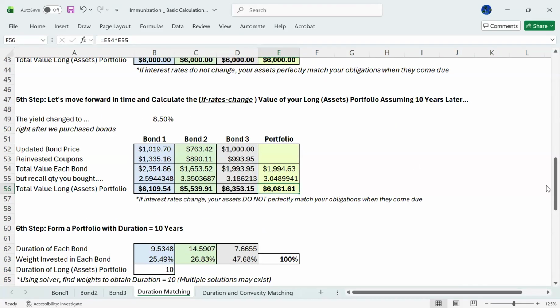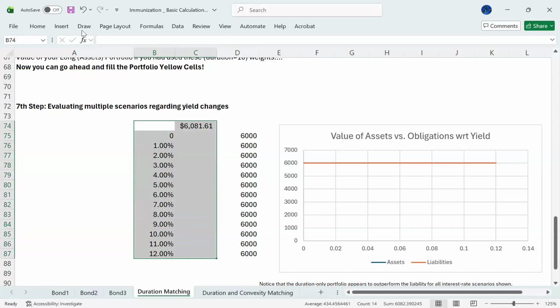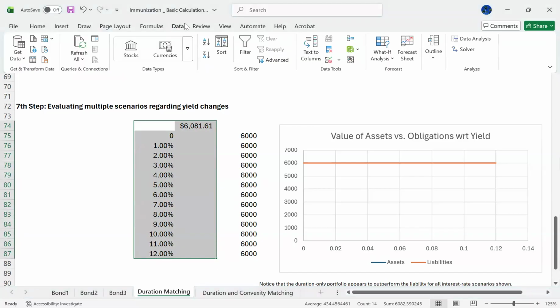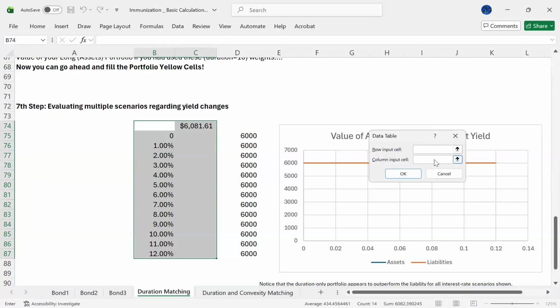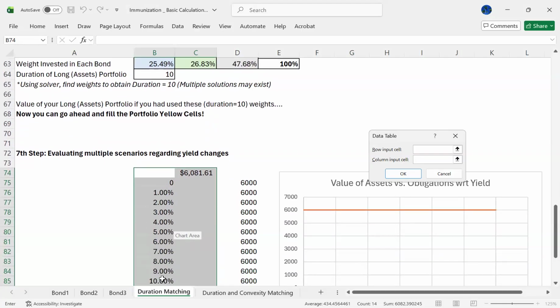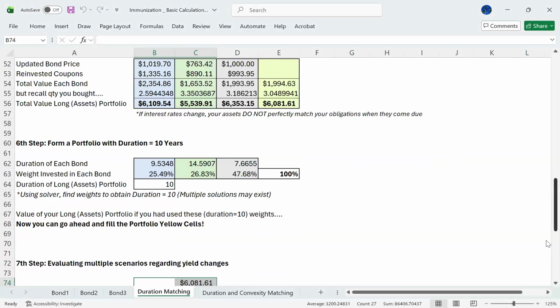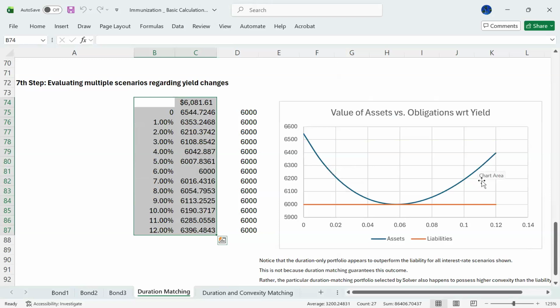This is how much I get after 10 years. And I just reference this cell at the top. And then I'm going to look at, okay, what if instead of 8%, 8.5%, it had been 0, 1, 2, 3, up to 12. And then I can just do this data, what if analysis, and then data table. And I'm going to say that these values to the left correspond to, instead of 8.5%, this is what Excel is going to use. And then that is how I get that curve, nice curve, blue line.